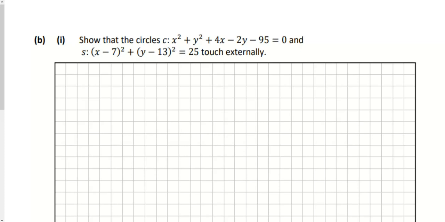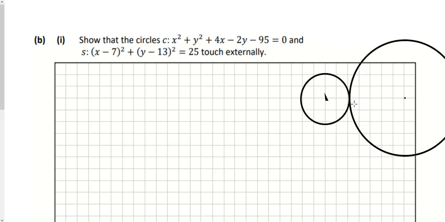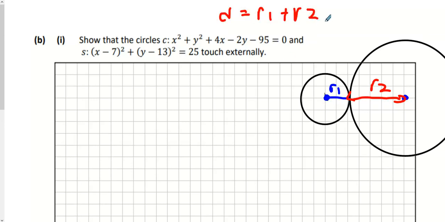All right, part B. Show that these two circles touch externally. When circles touch externally, the sum of the two radiuses is the same as the distance between the two centers. So these two blue lines are the radii. This can be R1, this can be R2. What you're basically saying is that the distance between the two centers, d, equals R1 plus R2.